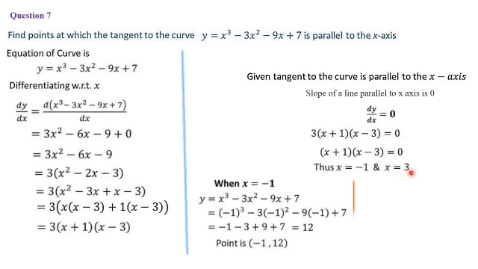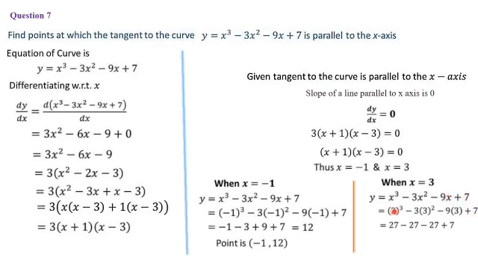Then x is equal to 3 is another option. When x is equal to 3, y we will get when we put x as 3 in this equation: 3 cube minus 3 into 3 square minus 9 into 3 plus 7. 3 cube is 27. 3 into 3 square is 27. 9 into 3 is 27, plus 7. So 27 minus 27 is 0. Minus 27 plus 7 is minus 20. So the point is 3 comma minus 20. So these are the 2 points.